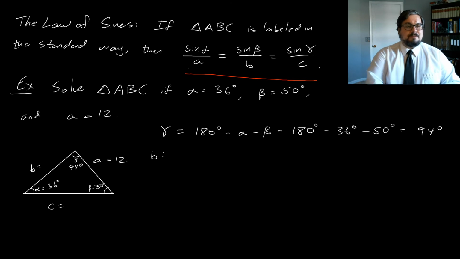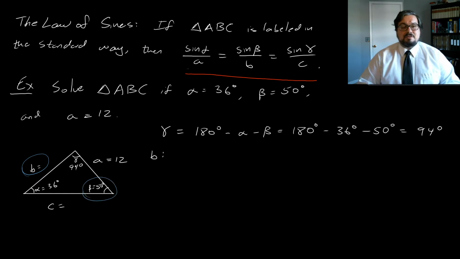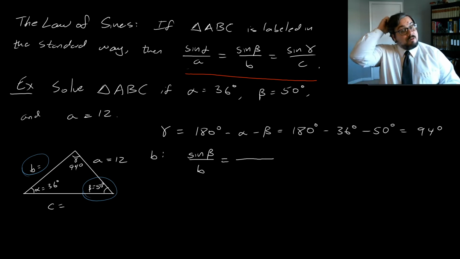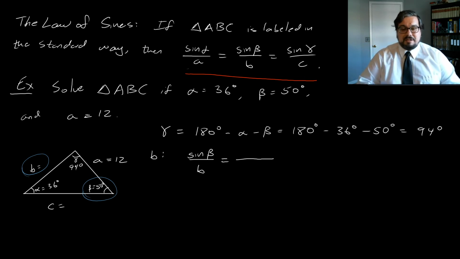So if we're trying to find b, and we're using the Law of Sines, then that means that we're also going to want to include beta. So definitely part of what we're going to use here is that sine of beta over b equals one of our other ratios. And so now we want to think, do we know alpha and a or gamma and c? And of course we know alpha and a. We know that this is sine of alpha over a.